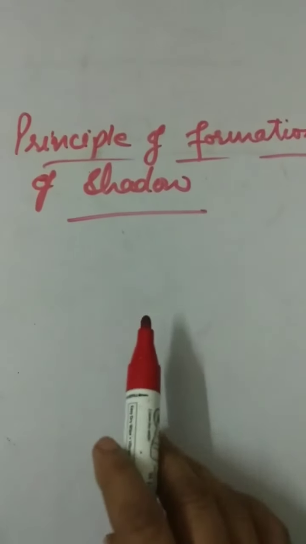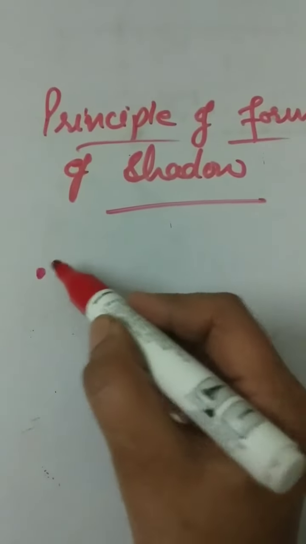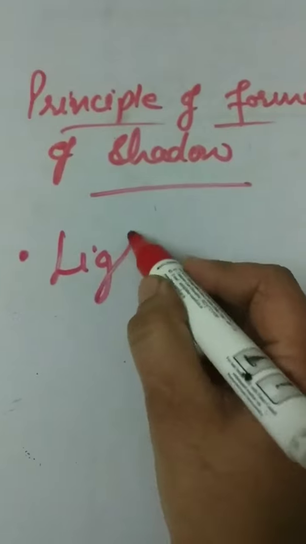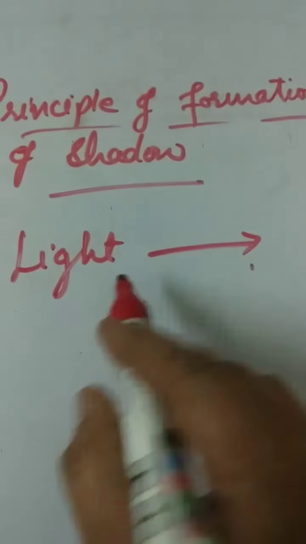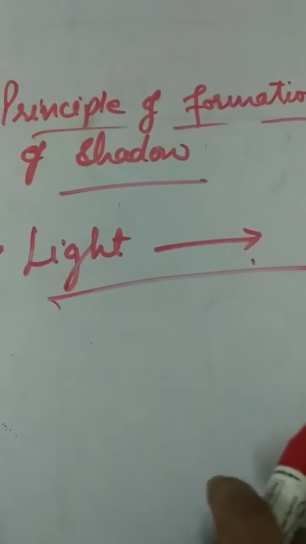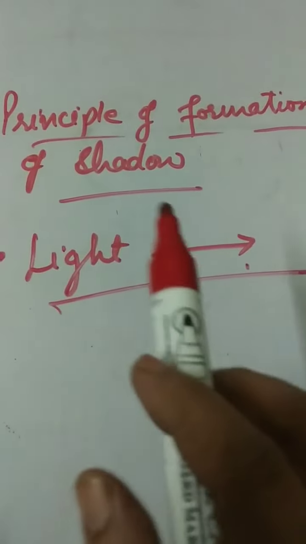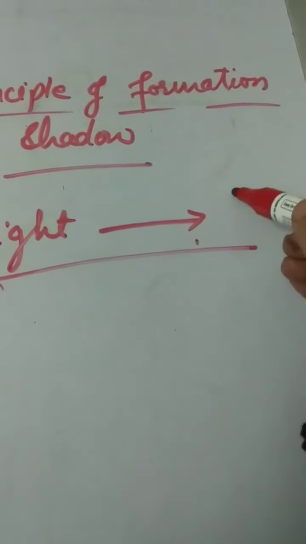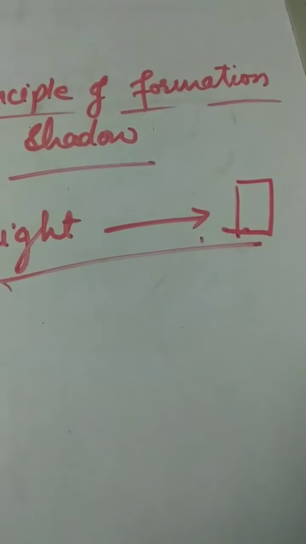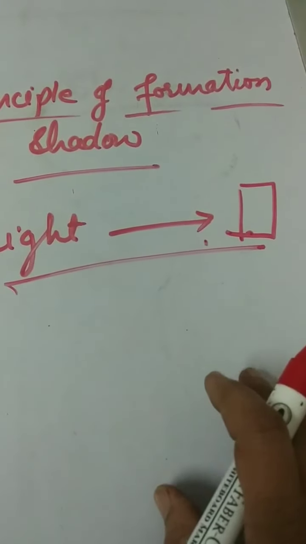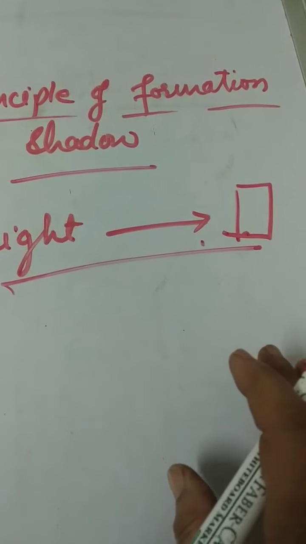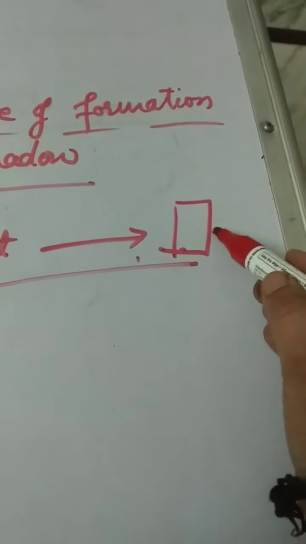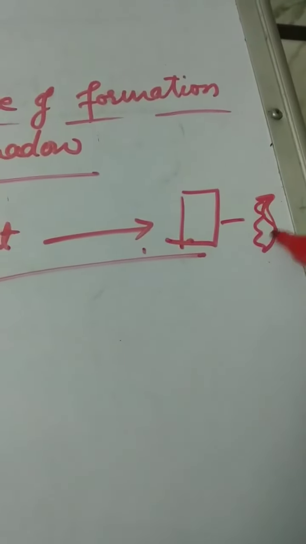Principle of formation of shadow. We know light travels in a straight line. The property we call rectilinear propagation of light. So, light travels in a straight line, and if an opaque object blocks the way or path of light, a shadow will be formed.